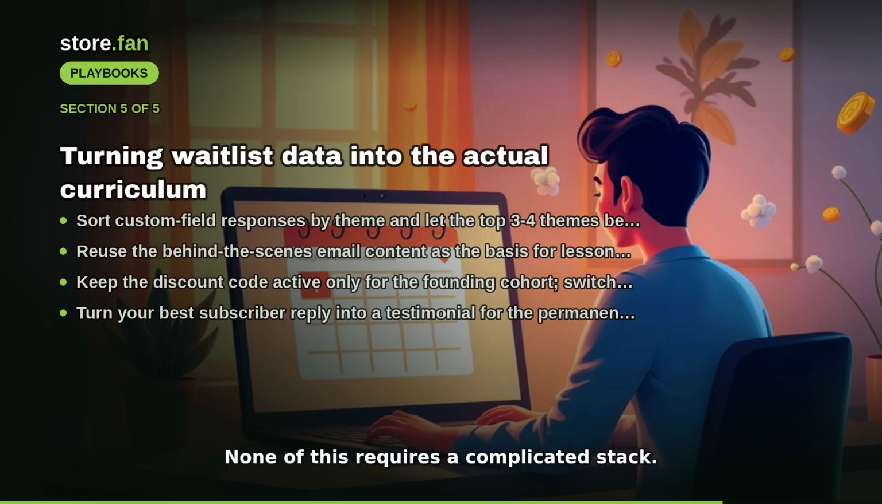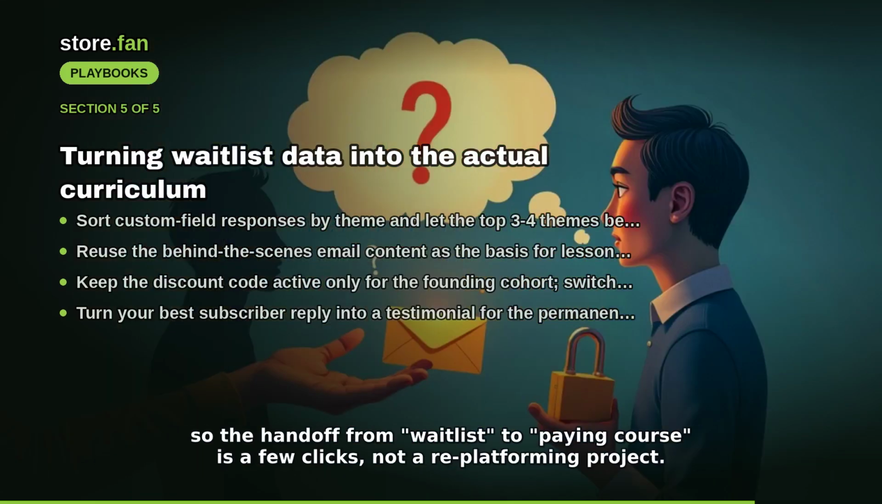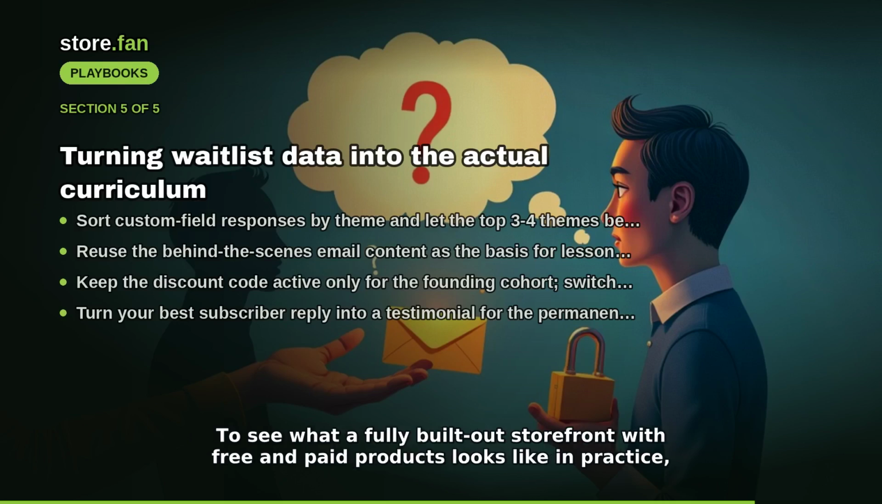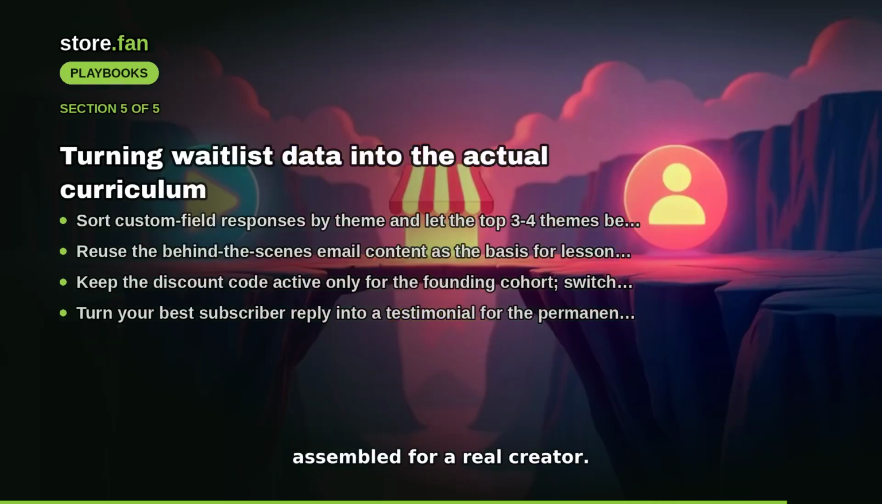None of this requires a complicated stack. The lead magnet, the discount code, the customer list, and the broadcast emails all live in the same dashboard, so the handoff from waitlist to paying course is a few clicks, not a re-platforming project. To see what a fully built-out storefront with free and paid products looks like in practice, a live example store shows the same building blocks. Cover photo, product blocks, discount mechanics, assembled for a real creator.